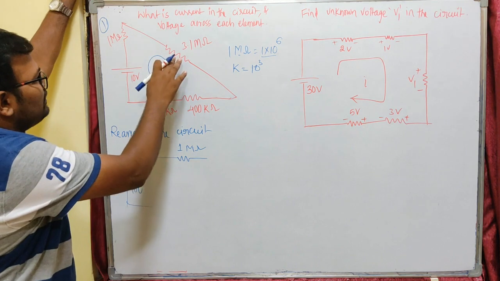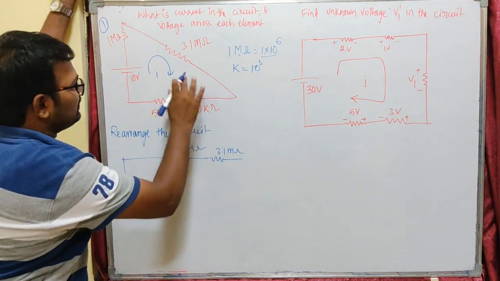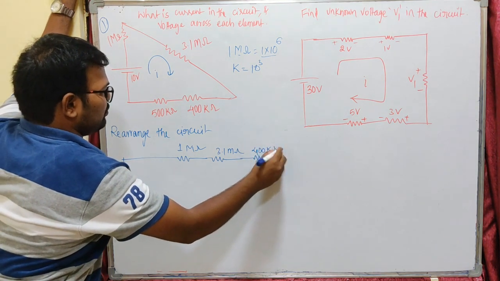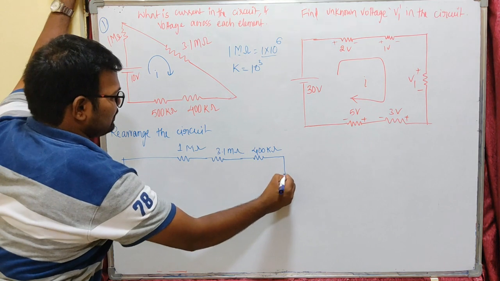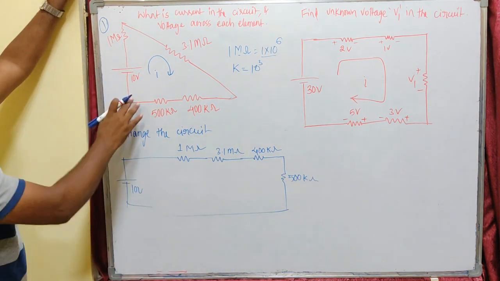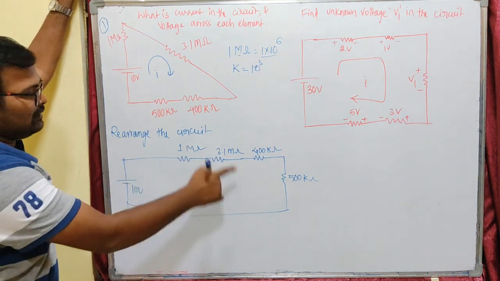1 mega ohm in series with a 3.1 mega ohm resistance, and generally the order of resistance is in kilo ohms. The third one is 400 kilo ohms, and the fourth one is 500 kilo ohms. So this network is rearranged into this network. These two are the same only. All these are connected in series.